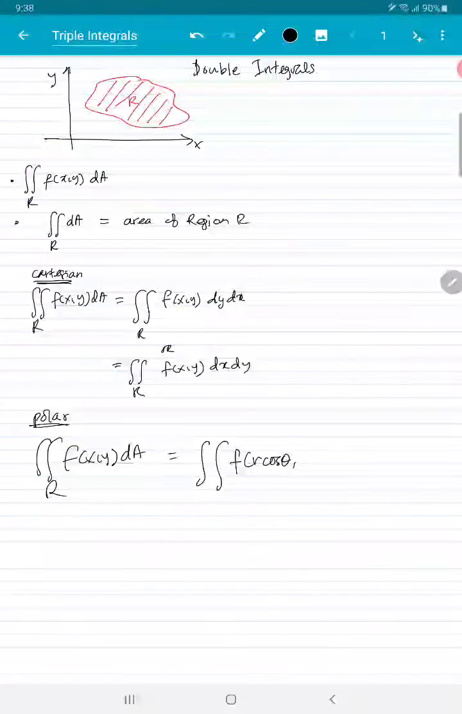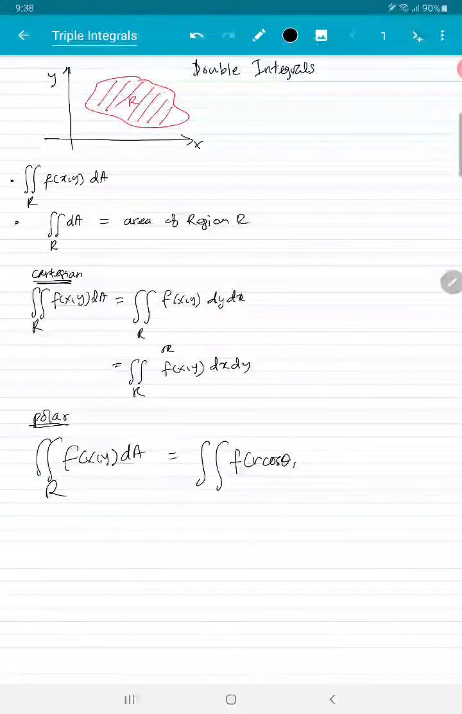If this is the case, then the order of integration should be: you should integrate with respect to z first. The upper limit for z would be the top surface of your solid, and the lower limit for z would be the bottom surface of the solid.